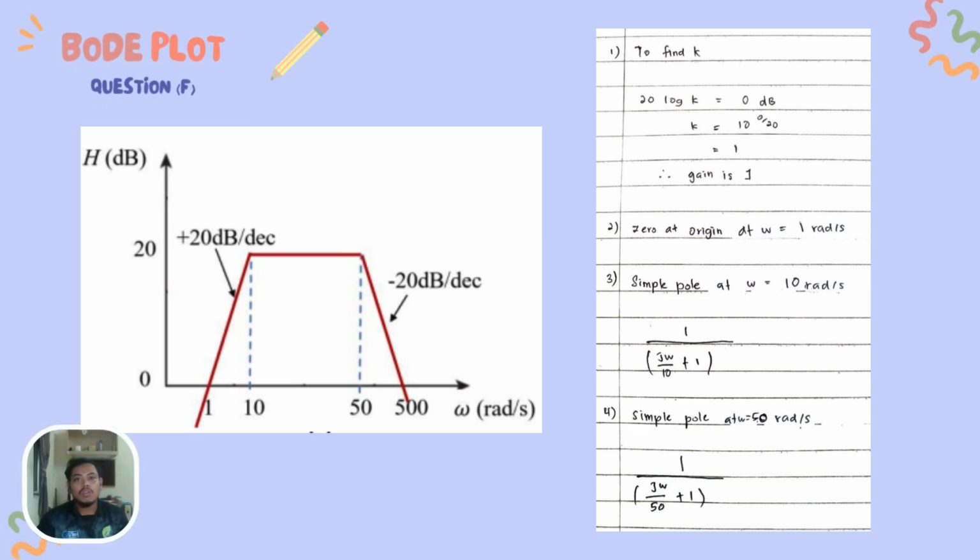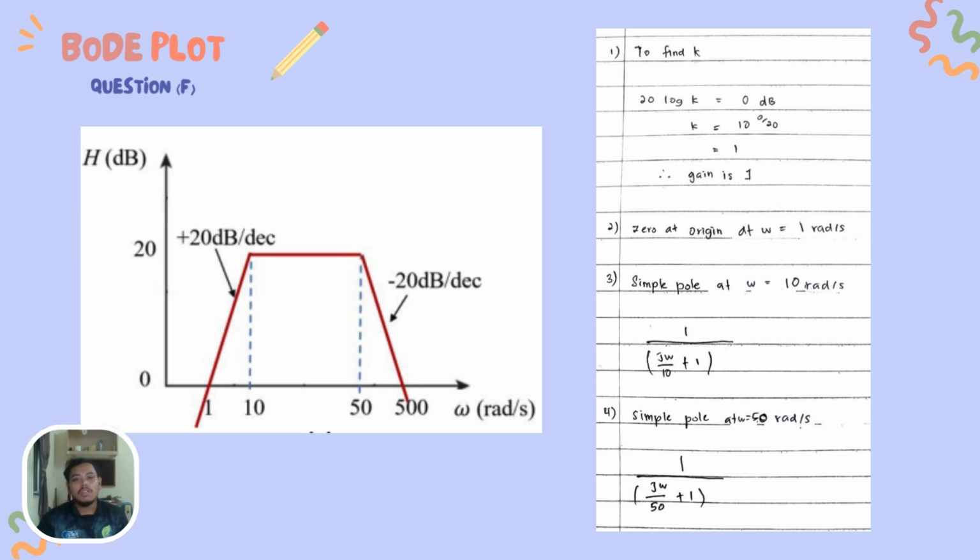Now we go to question F. It is a Bode plot to transfer function. From the question, we need to recognize all the factors on the graph given. First of all, we need to find the gain of the transfer function using the K formula. It is K equal to 10 to the power of 0 over 20. So we get the value of gain is 1.